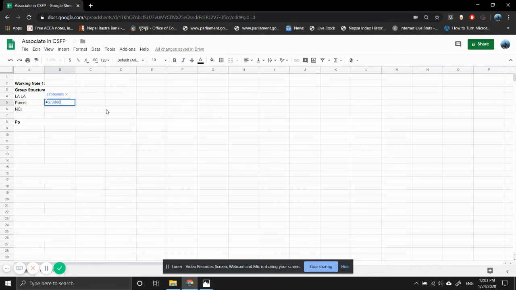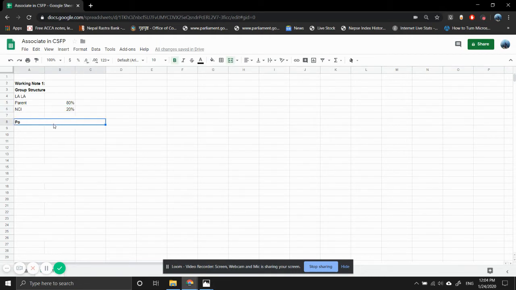So 672,000 divided by 840,000. These are figures in thousands that they have given. So that's 80%. NCI would be 20%, right? Or what you could do is the same thing: 840,000 minus 672,000 is the parent's holding, and then you divide that by 840,000. That should give us the holding percentage of the NCI.